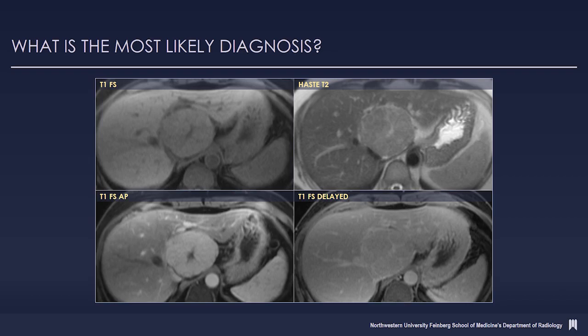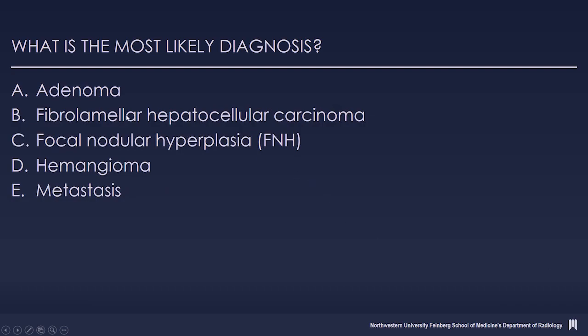How about this patient? What's the most likely diagnosis? I'll give you a few seconds to look at this. There's a large caudate lesion. This is T1, this is T2, this is early after contrast, this is delayed images after contrast. Your choices are A, adenoma, B, fibrolamellar, C, focal nodular hyperplasia, D, hemangioma, and E, metastases.